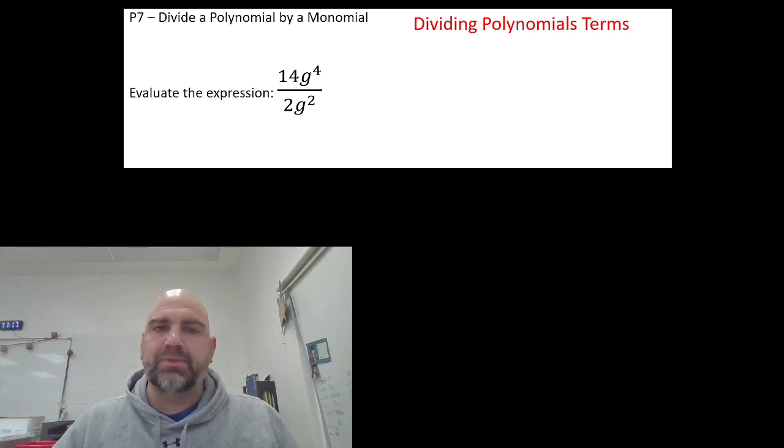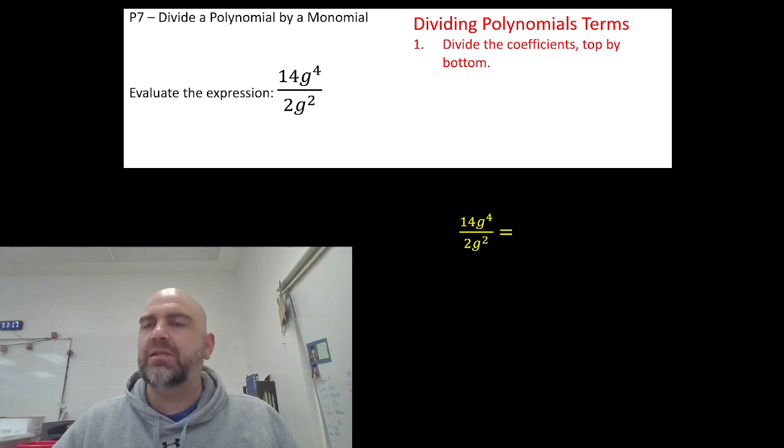All right, let's bring this all back. Here are the rules for dividing polynomial terms. Step number 1, divide the coefficients. Just like multiplying, we start with the coefficients. We do the top divided by the bottom, or first divided by last. 14 divided by 2 is 7.